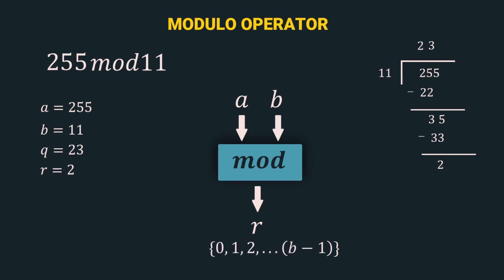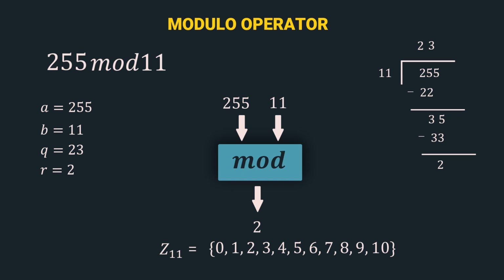Also, R can take integer values in the range from 0 to B minus 1. In cryptography, such kind of range is represented by ZB, where B is a divisor. ZB represents a set of integers from 0 to B minus 1. Let's take the above example to simplify this mathematical notation. So we have A as 255, B as 11, and R as 2. Since B is 11, R can take the values from the range 0 to 11 minus 1, that is 10. And this is represented by Z11.